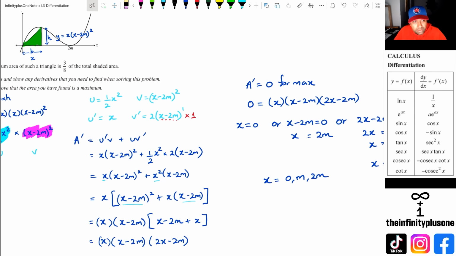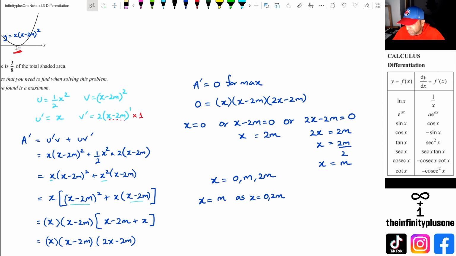Now if I look at the graph itself, let me just highlight this. I've got 0 here, I've got m somewhere in the middle, and then I've got 2m there. So x can't be 0 or 2m, because that's going to give me an area of 0. So I have to say that x is equal to m, as x equals 0 or 2m is going to give you an area of 0.